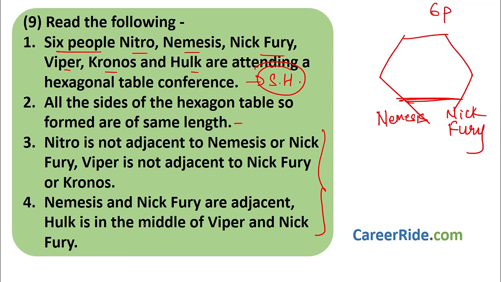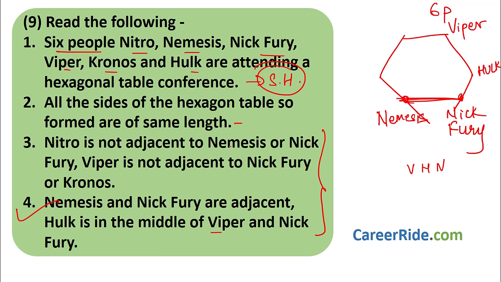Hulk is in middle of Viper and Nick Fury. Now here we have Nick Fury, correct? So Hulk has to be in between Viper and Nick Fury. Viper, Hulk, Nick Fury. So Hulk is next to Nick Fury. Here already one position next to Nick Fury is taken. So Hulk will come over here. Viper will come over here. Hulk between Viper and Nick Fury. Okay. So this is done.